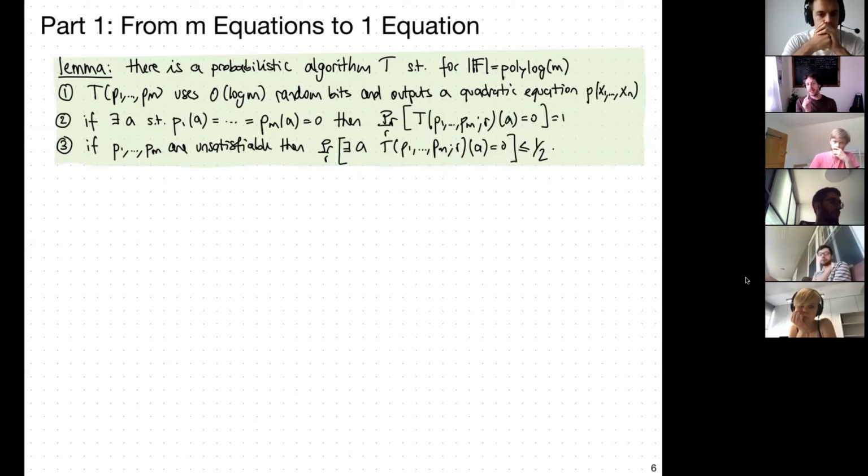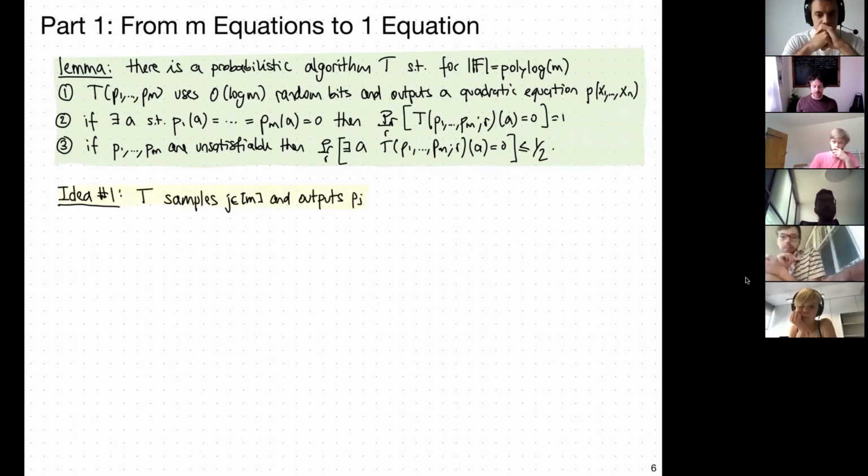So I anticipate that if I ask you now whether you have a suggestion, you start with too good of an idea. So let me start with a completely naive one and then ask you. The completely naive idea that I would have tried in this case is maybe pick one equation and just output that equation, right? So you have m different equations, and you want to check if all of them are satisfiable. So sample one of them at random and see what happens.